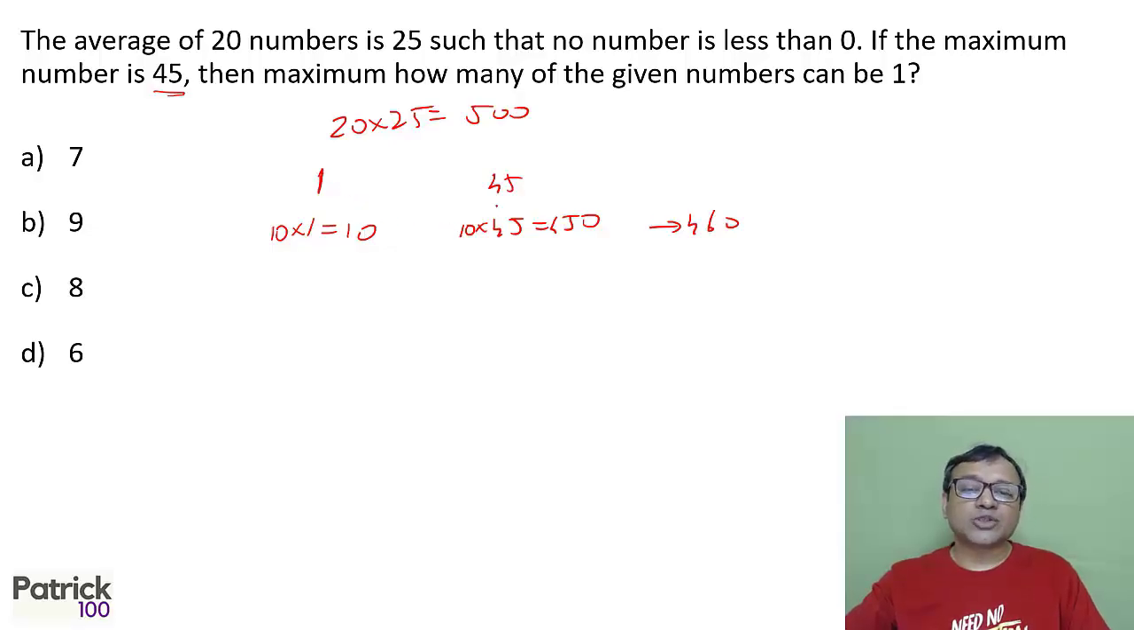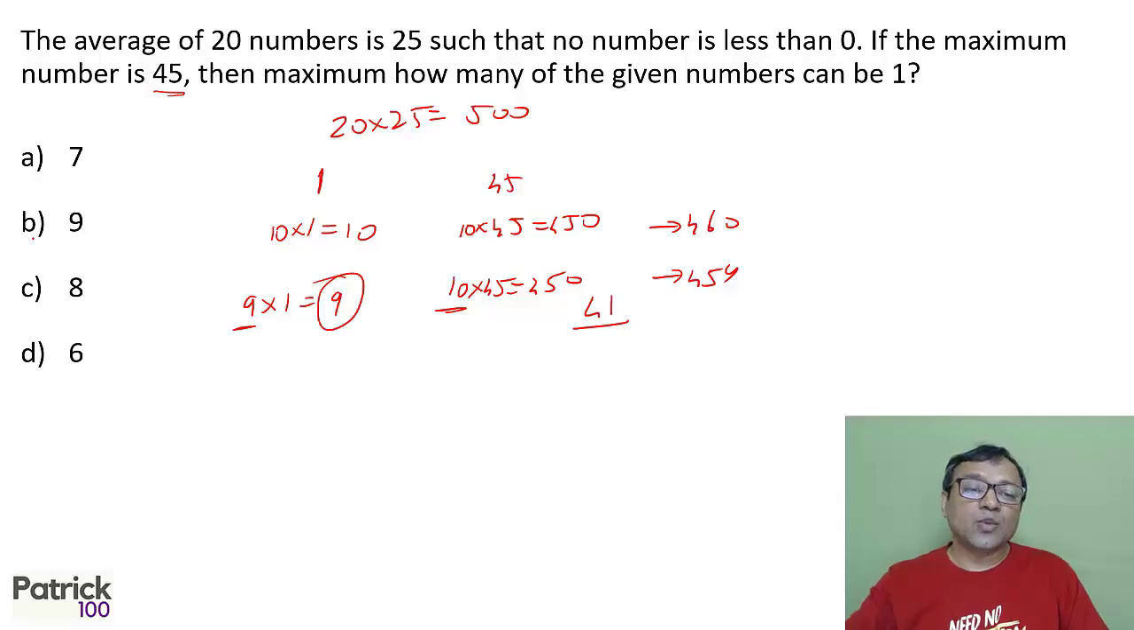So 10 ones are not possible because even if I take the maximum for the remaining, it doesn't satisfy. Let's take 9 ones. If I take 9, 1 becomes 9. If I take 10 into 45, it becomes 450. So 459 has become. So there's one number left, because I've taken 9 numbers here and 10 numbers here, 19 numbers. The last number can be 41. So this is possible. That means there can be 9 ones. So B option, you could have 9 ones.